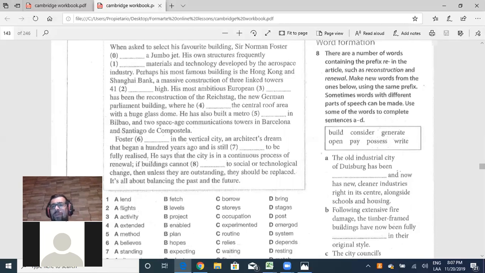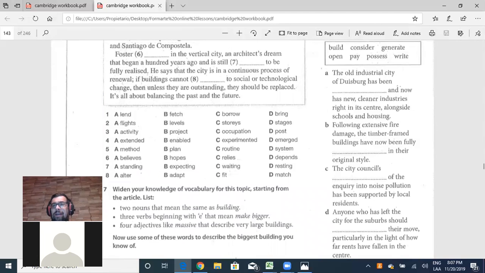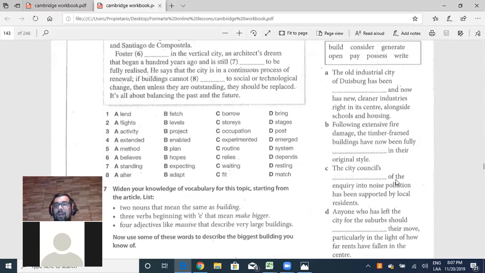So let's see if you can, using these words with the prefix re, fill out the blanks with the right word, the right vocabulary. Let's work on that for just 2 minutes to see if you can do it.